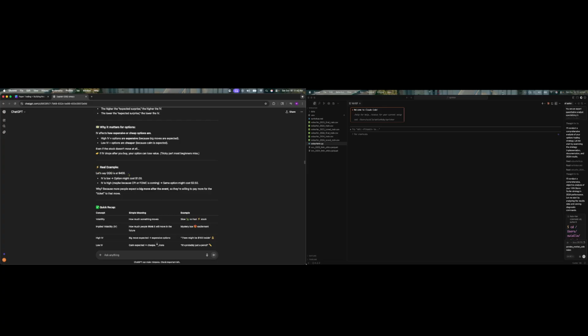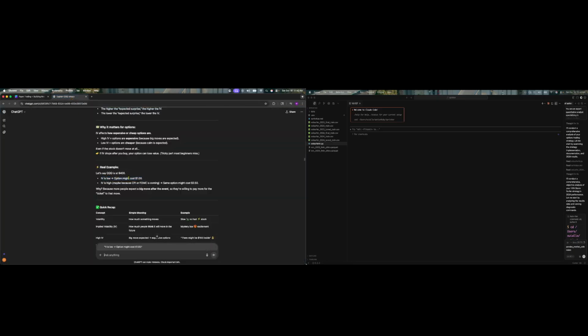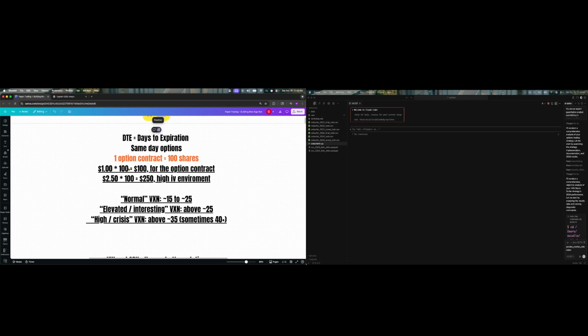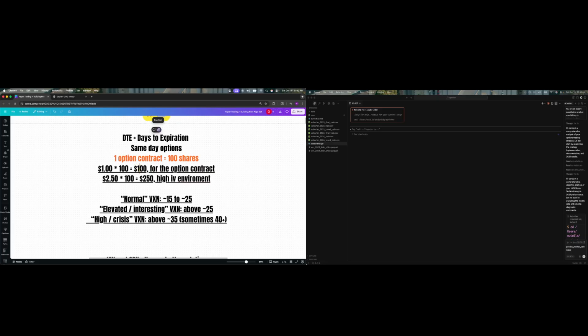Let's say QQQ is at 400 and IV is low. An option may cost $1. Remember we talked about that before, the cost of an option. Remember, there are 100 shares in one option contract. So if we're going to get the cost of the option, it's going to cost us $1, but we know there are 100 shares in there. So that $1 is going to cost us $100.